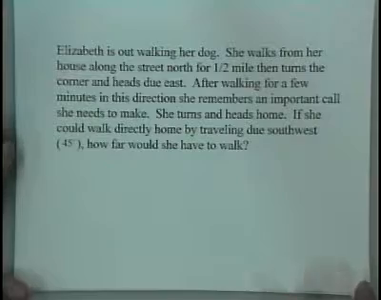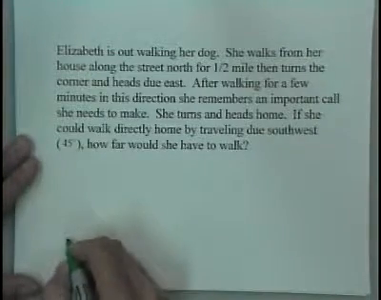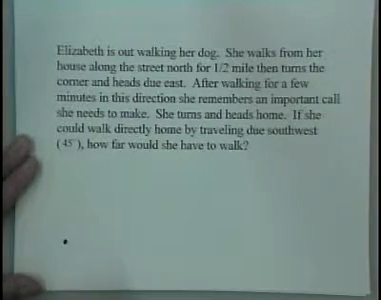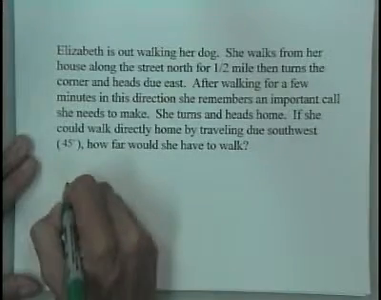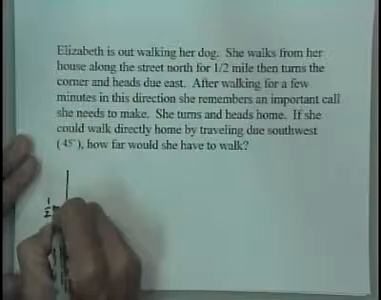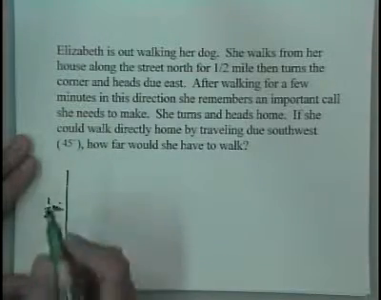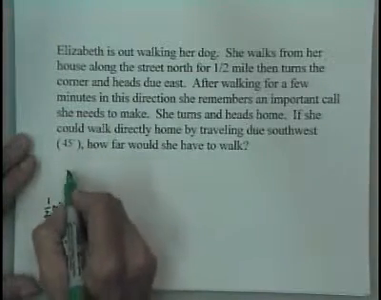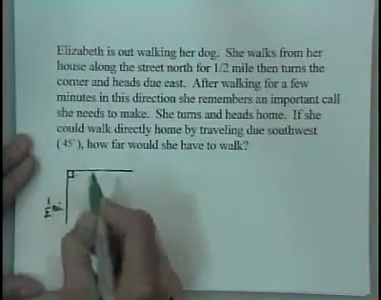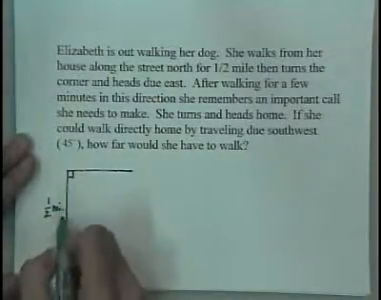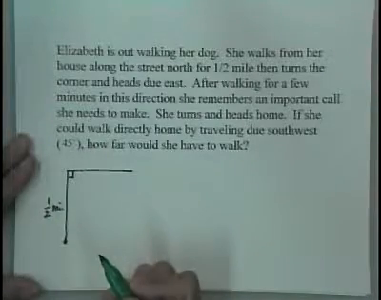Well, we better draw a picture to fit this situation. Let's put Elizabeth's home somewhere down here in the lower left corner, because the first thing she does is walk north for half a mile. There's half a mile. Then she turns due east and walks for a bit. If she turns due east, there's a right angle formed between her north and her east line.